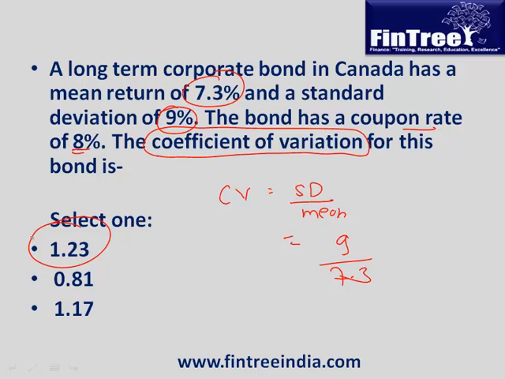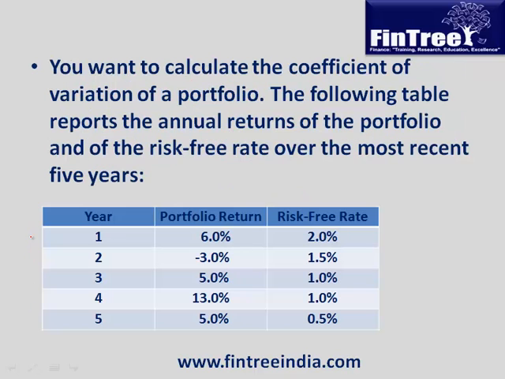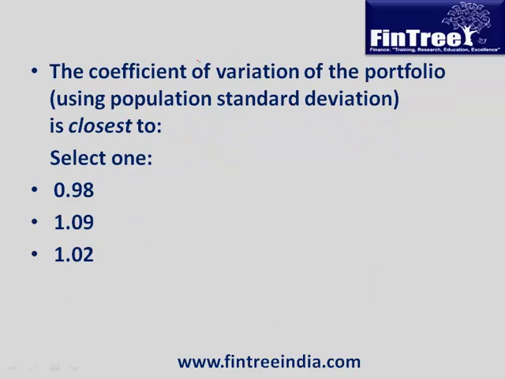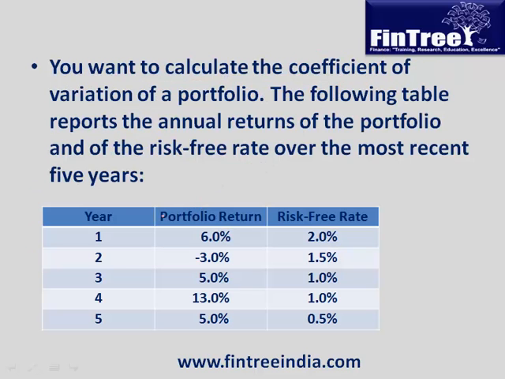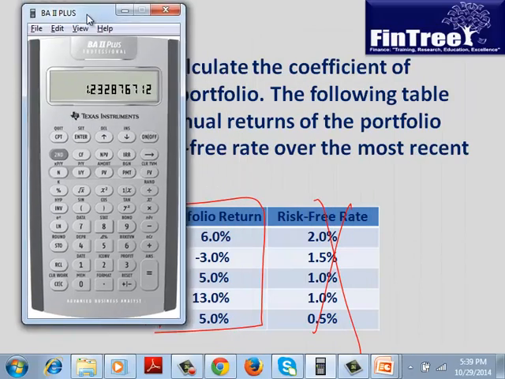Moving further. You want to calculate the coefficient of variation of a portfolio. The following table reports annual returns of the portfolio and the risk-free rate over the most recent 5 years. The coefficient of variation using population standard deviation is closest to? So again, what we need to do is calculate the mean of this data. We need to calculate sigma x of this data, and then sigma x divided by mean is going to be your final answer. So we will use the financial calculator to do this.